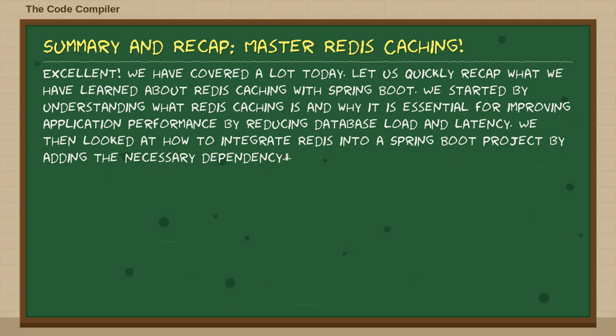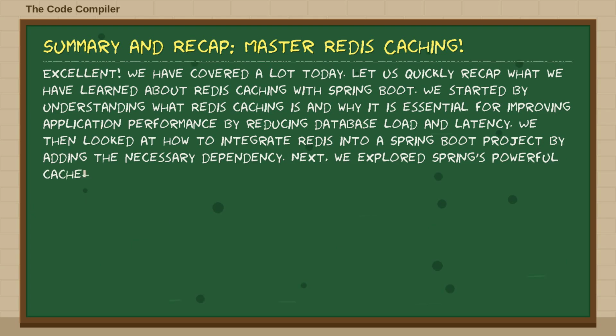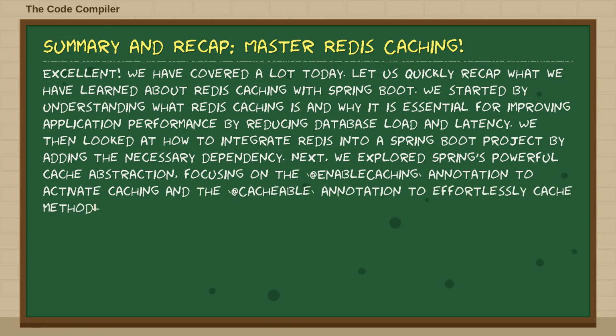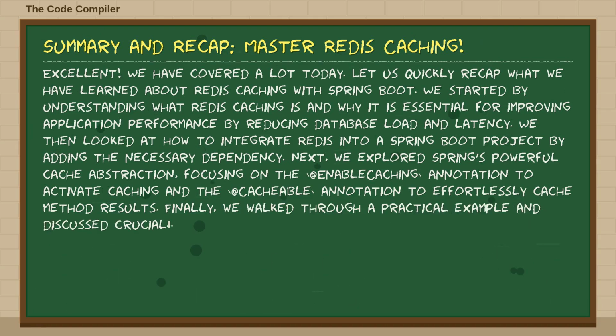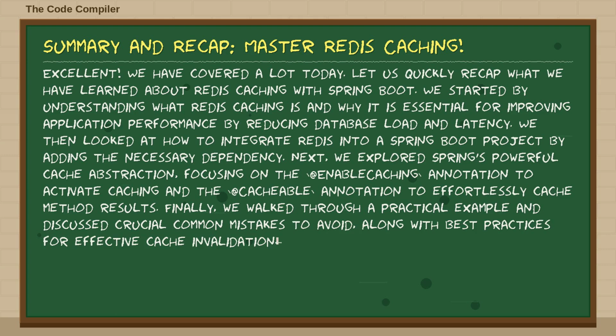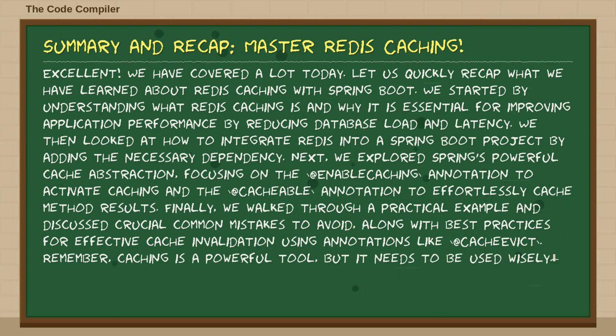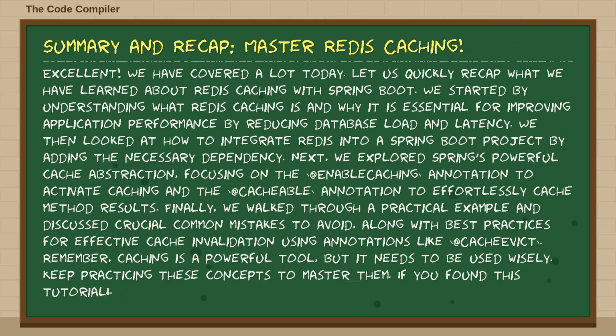Next, we explored Spring's powerful cache abstraction, focusing on the @EnableCaching annotation to activate caching and the @Cacheable annotation to effortlessly cache method results. Finally, we walked through a practical example and discussed crucial common mistakes to avoid, along with best practices for effective cache invalidation using annotations like @CacheEvict. Remember, caching is a powerful tool, but it needs to be used wisely. Keep practicing these concepts to master them.